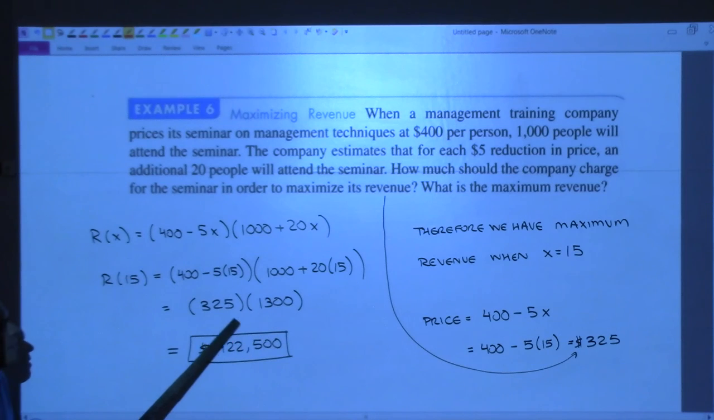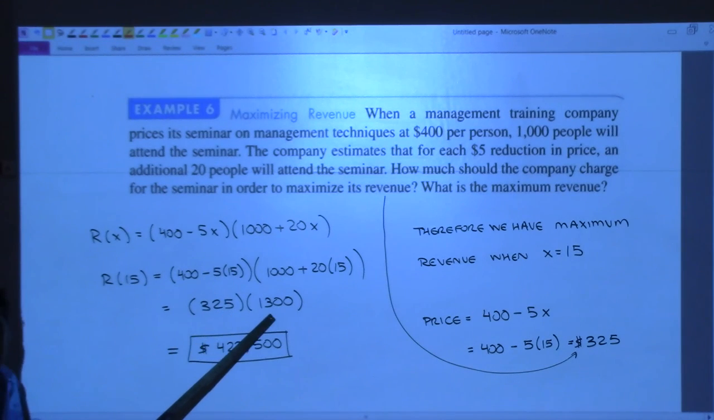How many people are we going to expect to see at that seminar? 1,300. See, that's why I did it this way, because remember, this was the price and this is the number of people that are going to show up. So here's my price. Here's how many people were expected to show up.